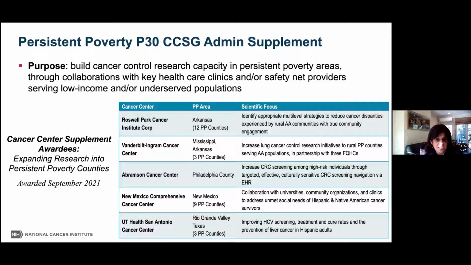Vanderbilt reached out to Mississippi and Arkansas, and they are looking at persistent poverty issues in African-American populations in partnership with 3 FQHCs. Abramson is doing work on colorectal cancer in Philadelphia County. New Mexico is looking at cancer survivors, Hispanic and Native American, and largely based on food insecurity issues. And the last one is UT San Antonio, which is looking at border issues in the Rio Grande Valley.